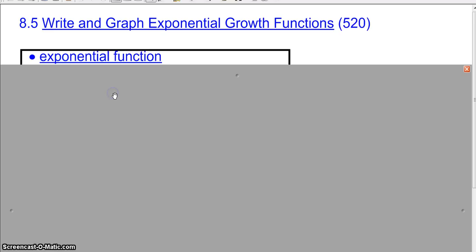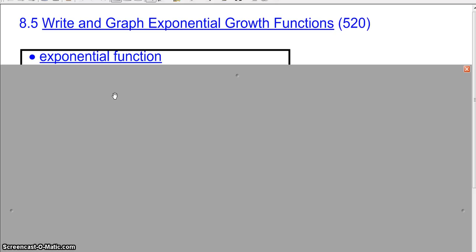Okay, chapter 8 in algebra is, we're getting finally into graphing something other than lines. So this is interesting. We're graphing exponential growth functions, okay? So we're going to graph and write exponential growth functions. So these look different when we look at the model of them.